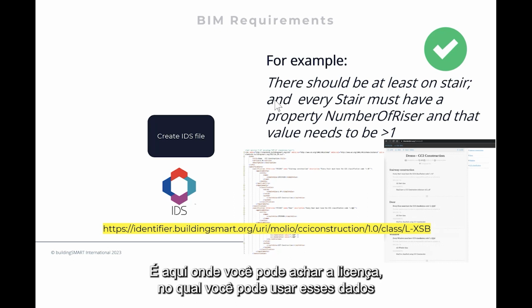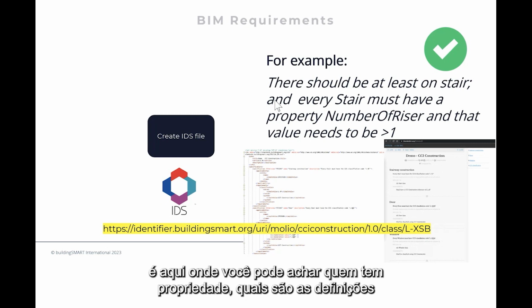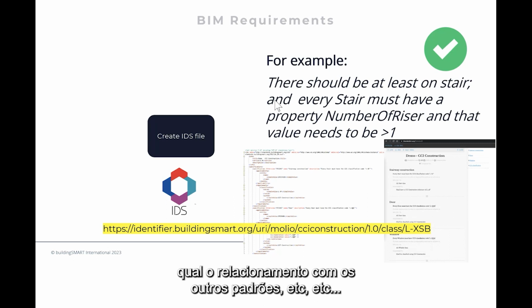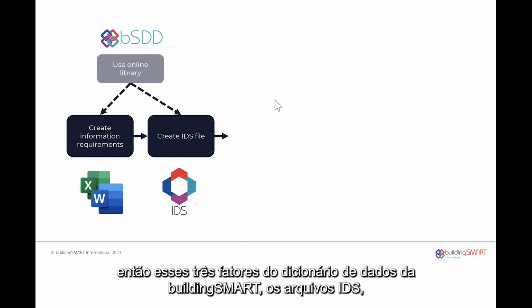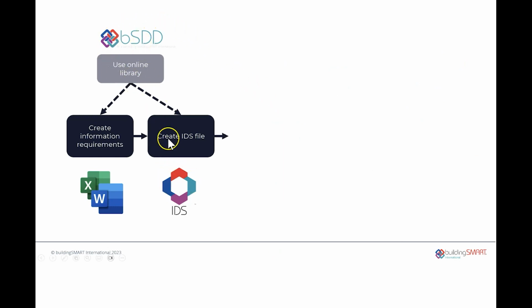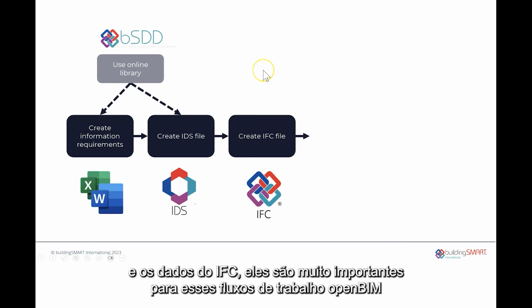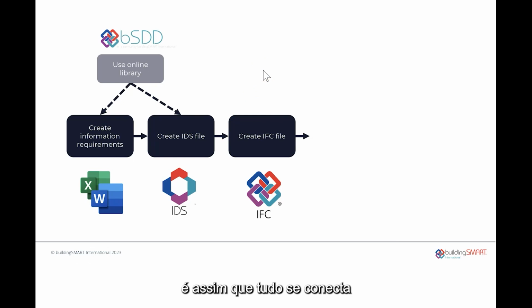This is where you can find the license under which you can use this data. This is where you can find who owns it, what the definition is, what the relationship is to other standards, etc. So this trifecta of the buildingSMART data dictionary, the IDS file, and the IFC data is something that is very important for these openBIM workflows. This is how it all connects.